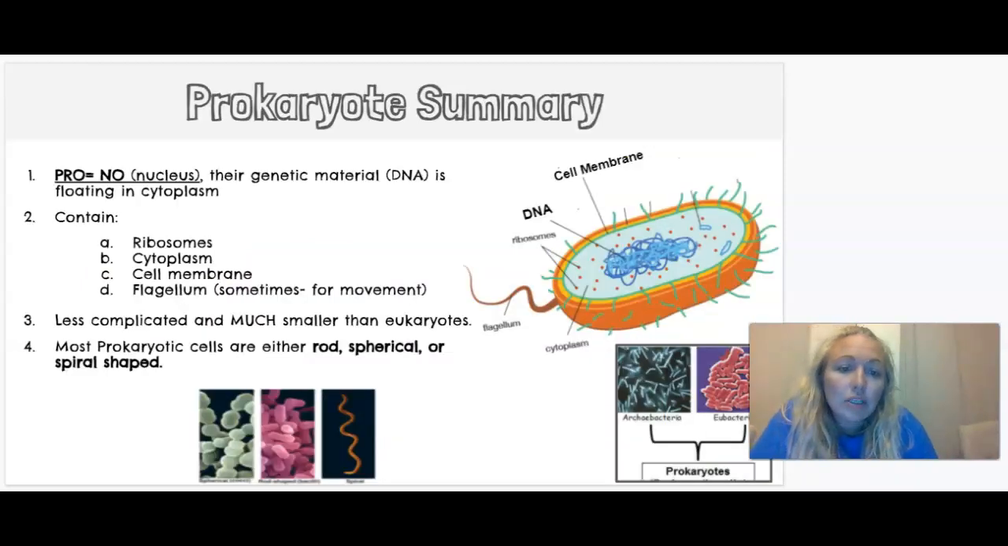So let's review. Prokaryotes have no nucleus. They contain ribosomes, cytoplasm, a cell membrane, and often you'll see a flagella or two, which helps them to move around. They are much less complicated than eukaryotes and much smaller. There are three major shapes of bacteria, and those are circles or spheres, rods, and spirals.